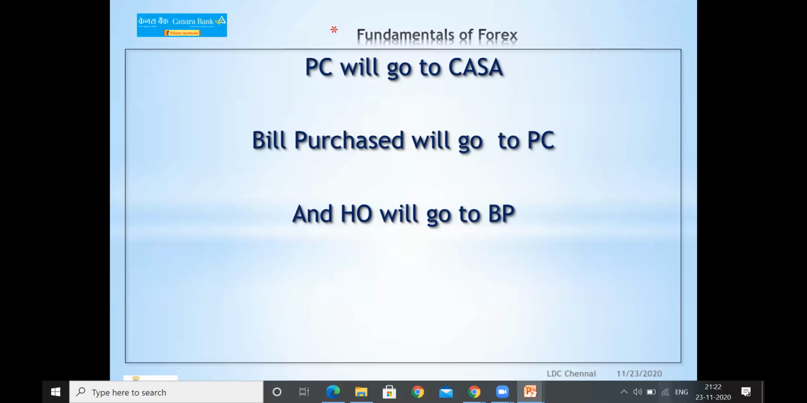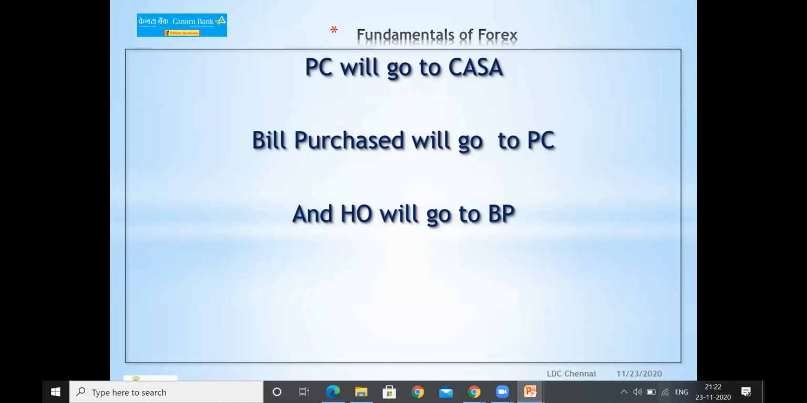I told you, EBIS: export bill buying, import selling. Export bills, all N, P and D bills are extended at the bill buying rate as applicable. So we'll convert the bill value into Indian rupees and close it. It should not be given to the CASA account. You have to credit the proceeds to the current account, this PC account, and only the balance amount, if anything, goes to CASA.